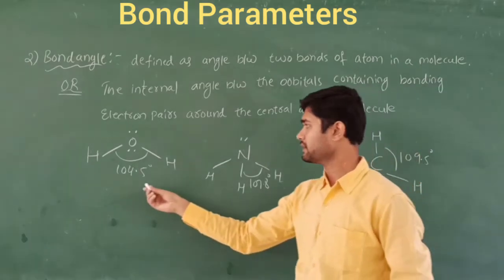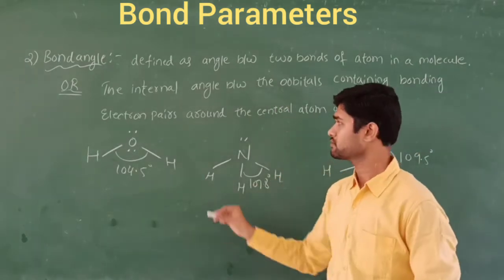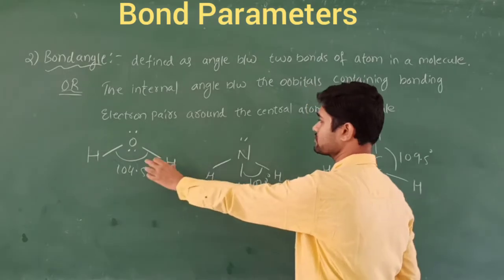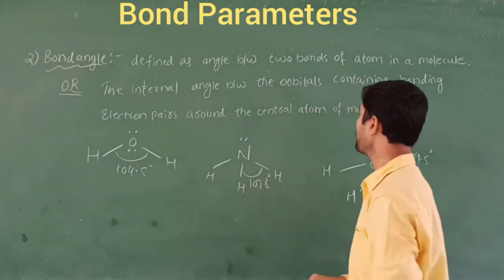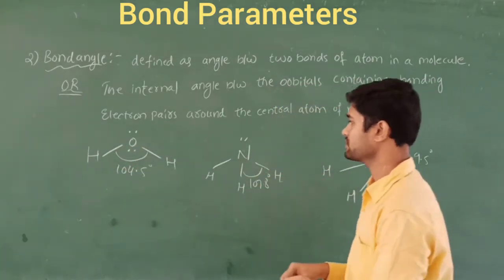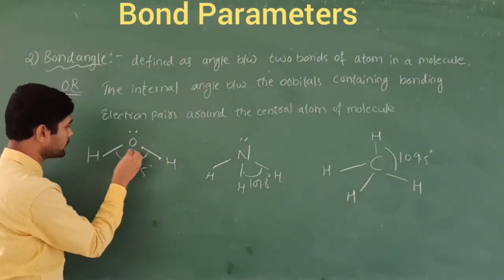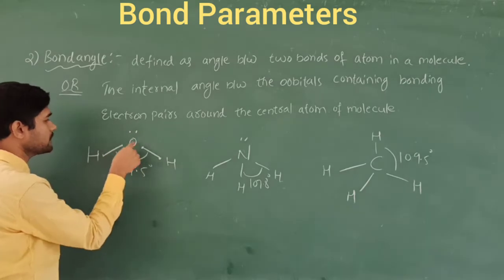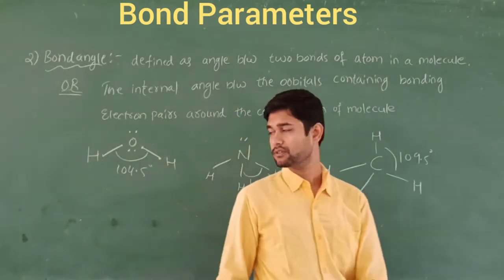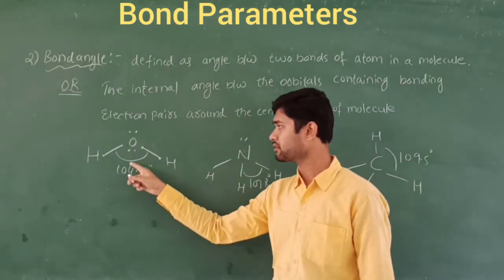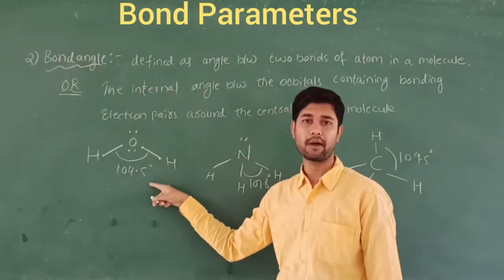Suppose I take the example of the water molecule. According to this, the internal angle should be the angle between the orbitals containing the bonding electrons. These are called the bonding electrons, and these are called the lone pairs of electrons. So its bond angle in the water molecule is 104.5 degrees.